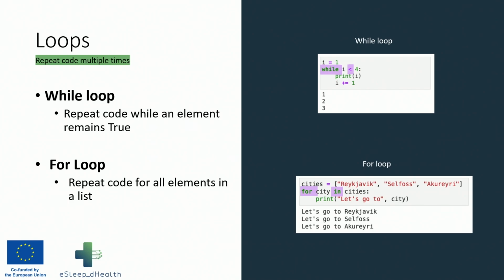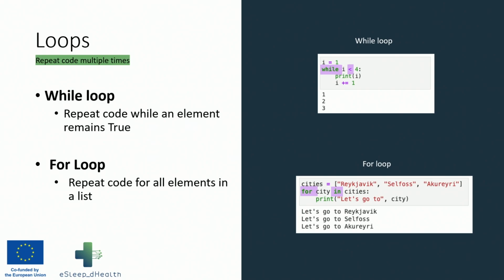So we create a variable and assign the value 1 to it. And then we start the while loop. And again here, the same rules apply as for the if clause. So we have while, we have a condition. This time our condition is i is smaller than 4. Then we have a colon at the end. And then everything that belongs into this while loop, so everything that we want to repeat, needs to be indented. So you can see that the next two lines are shifted to the right.